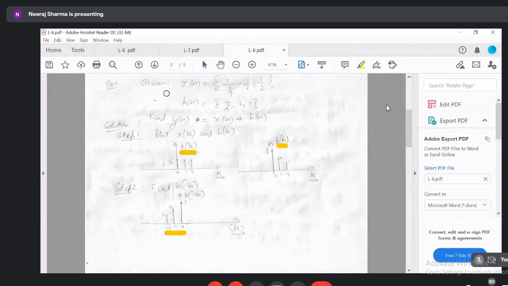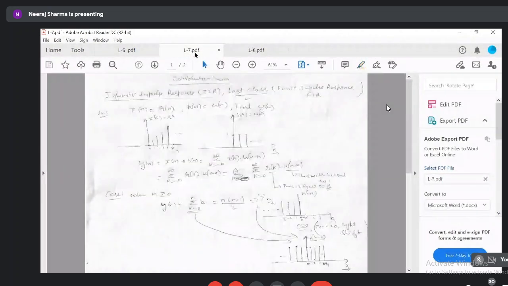This is a finite impulse response. If the impulse response consists of only a finite number of samples, then the impulse response is known as finite impulse response, right? That is FIR. And if you have an infinite impulse response, that is h of n consisting of an infinite number of samples, then we call that sequence an infinite impulse response, that is IIR, right?